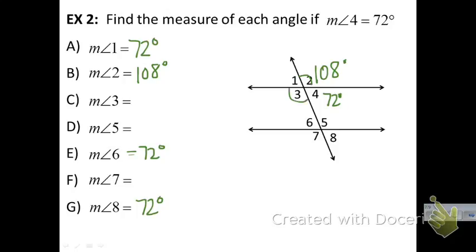I know 2 and 3 are congruent because they're vertical angles. So 3 is 108. I know 2 and 5 are corresponding angles, so 5 is 108. And then I know 2 and 7 are alternate exterior angles, so 7 is also 108 degrees.